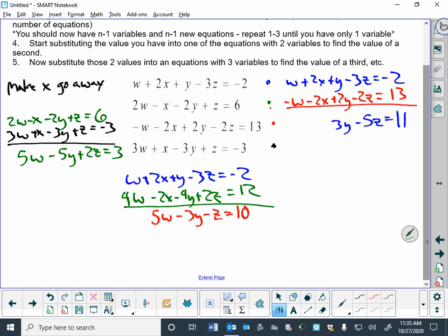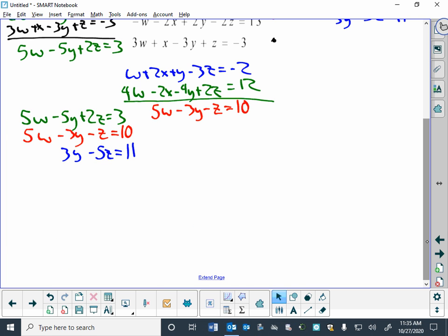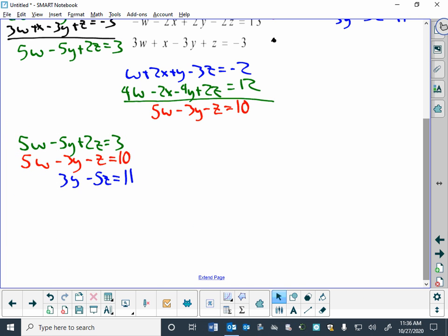I'm going to copy my new equations down here. So I've got 5w minus 5y plus 2z is equal to 3. I've got 5w minus 3y minus z is equal to 10. And I have 3y minus 5z is equal to 11. Let's create a little bit more space here, and I'm going to move these down a little bit farther now. So these are my three equations with just three variables.